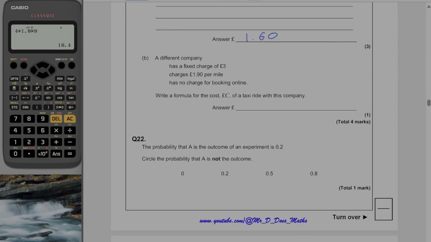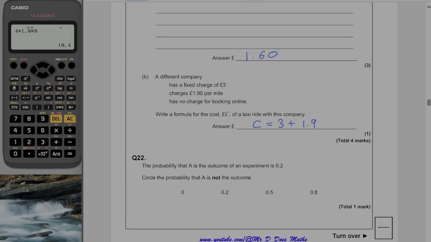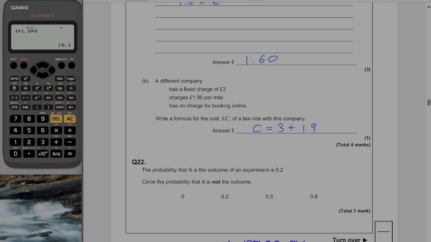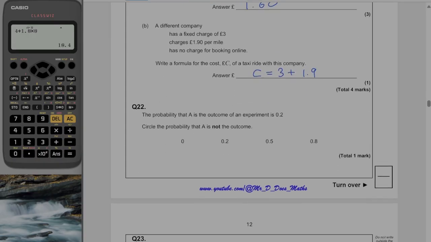Right, part B. A different company has a fixed charge of £3, charges £1.90 per mile, and has no charge for booking online. Write a formula for the cost C of a taxi ride with this company. So that's going to be C is equal to 3 plus 1.9, and what letter were we using for miles? Was it M? It was M.